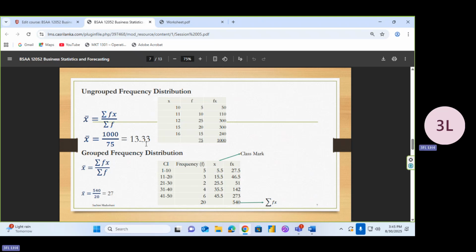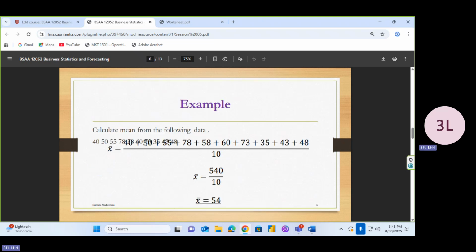Then this is the way we can find the mean value using the raw data set. If you have the raw data set, this is the way we can find the mean value. Now you know raw data set: there is no specific arrangement, no logical arrangement. We call it raw data.